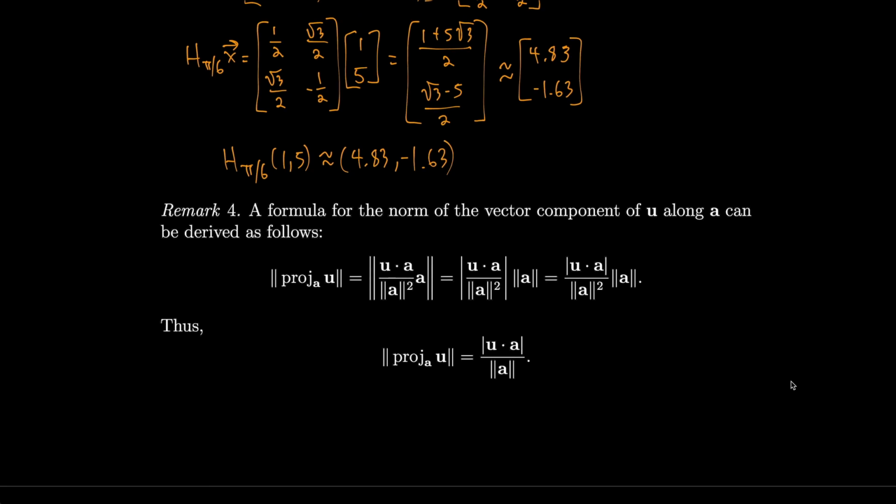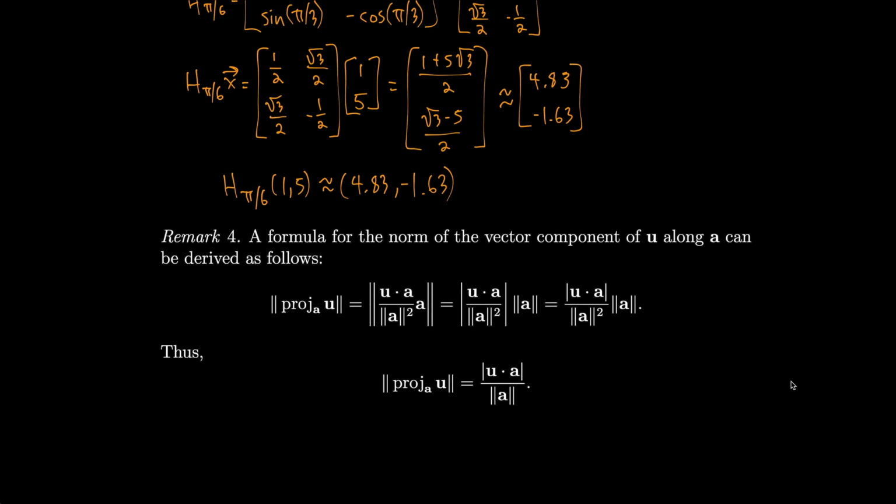A formula for the norm of the vector component of u along a can be derived as follows. We'll take the length of the projection of u along a, so take the length, but then the length of the dot product, well, that's just the absolute value. Length of a length is just, again, absolute value. It's already going to be positive. And we just take the length of a separately. So we can get rid of the absolute value on the bottom because this is already positive. So we'll just take the absolute value of the dot product. Then I can cancel that with that, and I'll just get that from my formula.